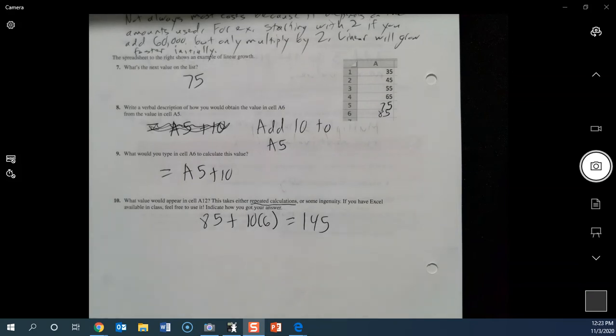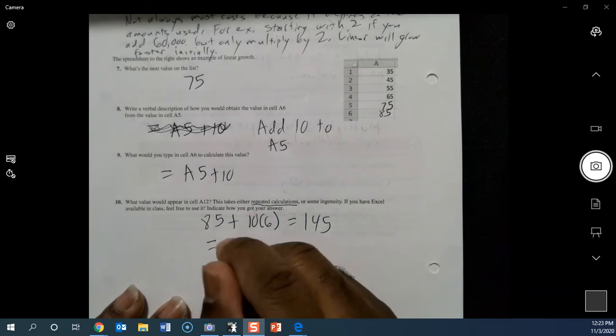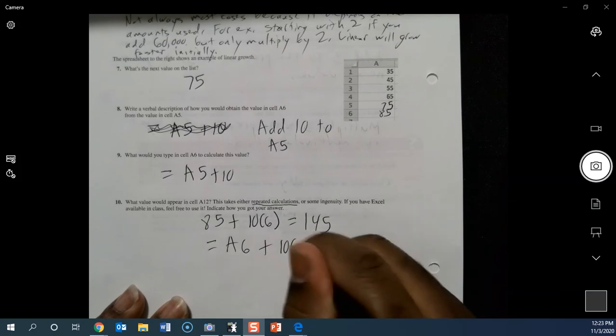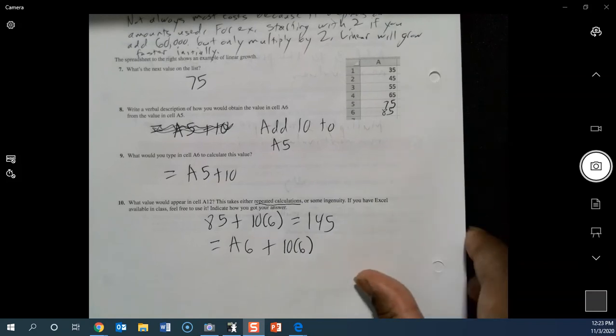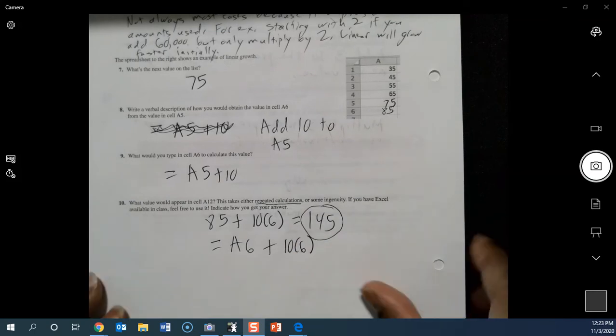Now, if you had wanted to write this out, what you would have to do, you could say equals A6 plus 10 times 6. This is how you would type it into an Excel sheet. Or if we have what A11 is, we could just put A11 plus 10, either one. Okay, but this right here is the actual answer for what would be in A12.